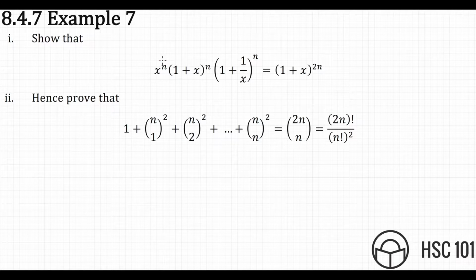Example 7. Part 1, we want to show that x to the power of n times 1 plus x to the power of n times 1 plus 1 on x to the power of n is equal to 1 plus x to the power of 2n. Now, part 1 is not too bad because it's fairly easy to prove if I just take the x to the power of n and the 1 plus 1 on x to the power of n, and join them together, because you can see that they're both raised to the power of n.